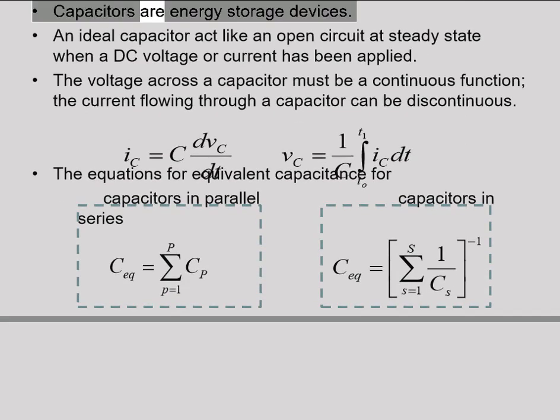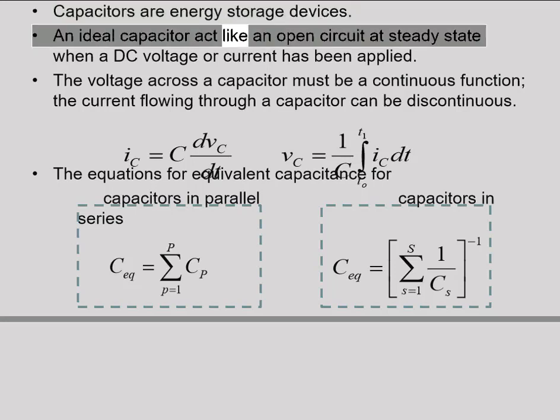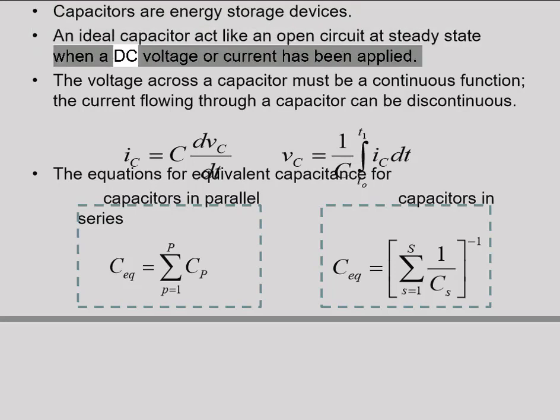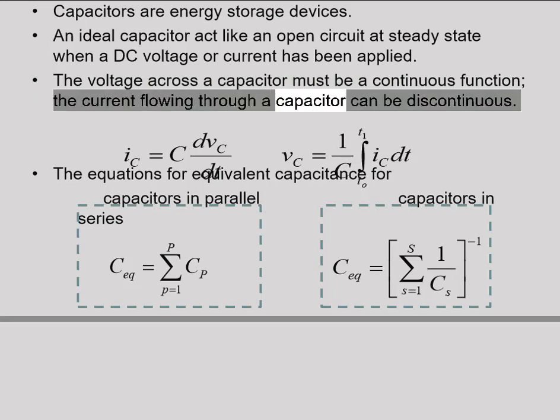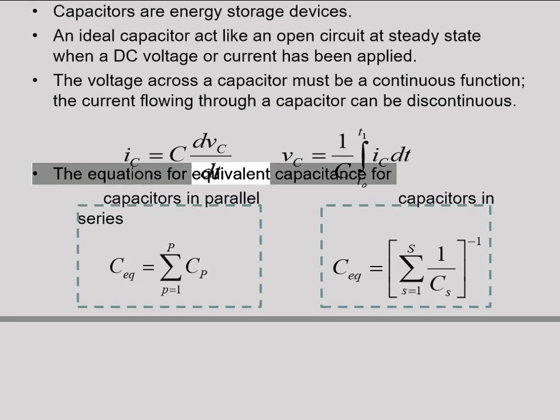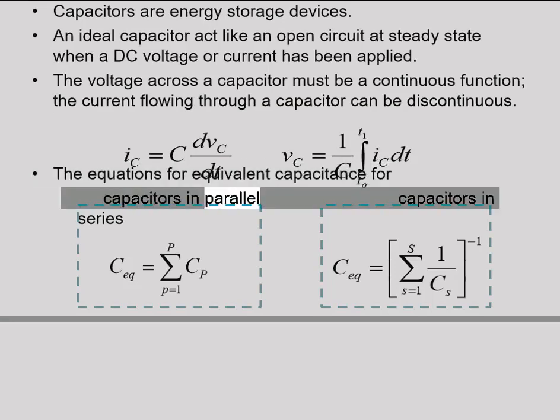Summary. Capacitors are energy storage devices. An ideal capacitor acts like an open circuit at steady state when a DC voltage or current has been applied. The voltage across a capacitor must be a continuous function. The current flowing through a capacitor can be discontinuous. The equations for equivalent capacitance for capacitors in parallel and capacitors in series.